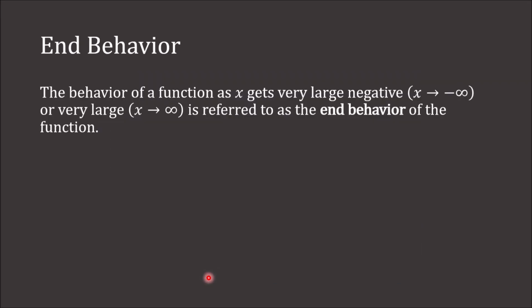Now the behavior of a function as x gets very large in the negative direction, which is represented by x tending to minus infinity, or very large in the positive direction, written x tends to infinity, is referred to as the end behavior of a function. So the end behavior, as it says, is what the function is doing on the very ends, as x goes to minus infinity or x goes to positive infinity.